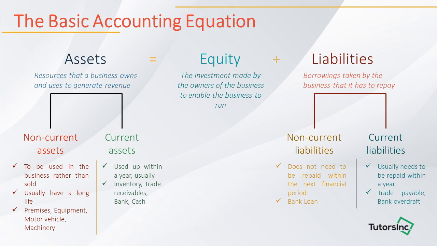Assets are resources that a business has ownership of and that help the business to generate revenue. In accounting, assets are generally classified into non-current assets and current assets. Non-current assets are generally purchased in order to be used in the business, and they usually last for more than just a year. For example, premises, equipment, motor vehicles, and machinery. All of these assets are not usually sold in a business but utilized for different purposes that enable the business to run its operations efficiently.